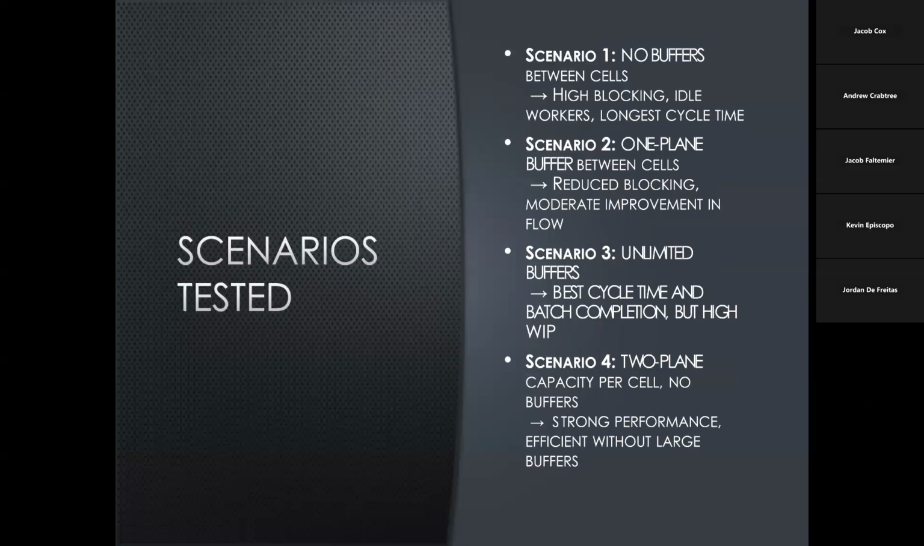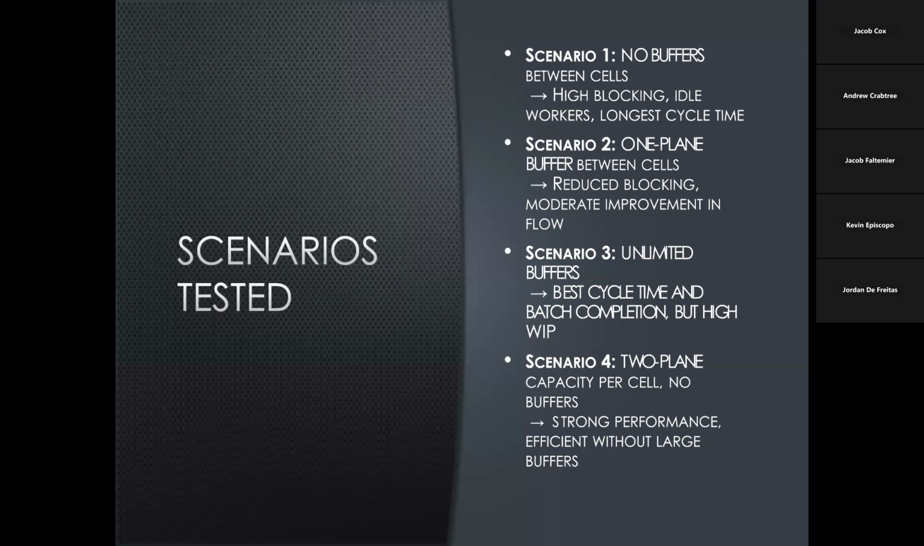This is Andrew Crabtree. I'll be covering the scenarios we tested. Scenario 1 was no buffers between cells, which we predicted would cause high blocking, idle workers, and long cycle times. Scenario 2 was 1 plane buffers between cells, which we thought would reduce blocking, with moderate improvements in flow.